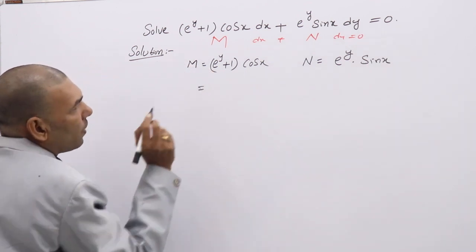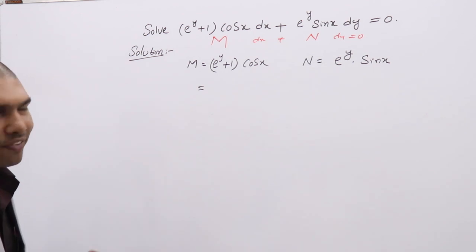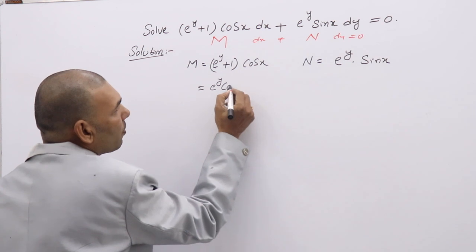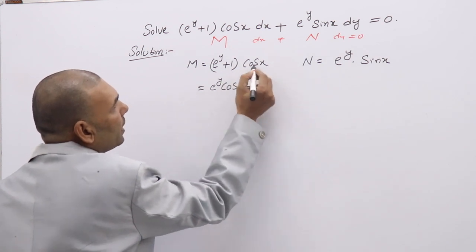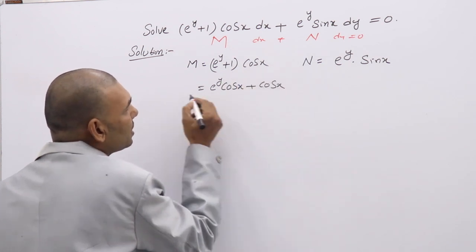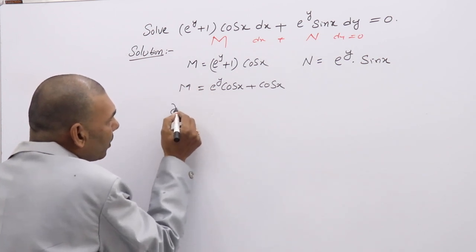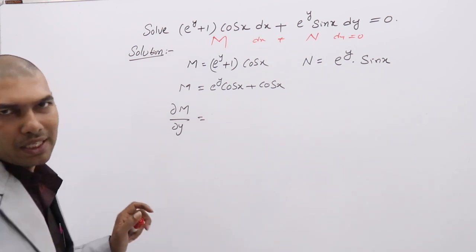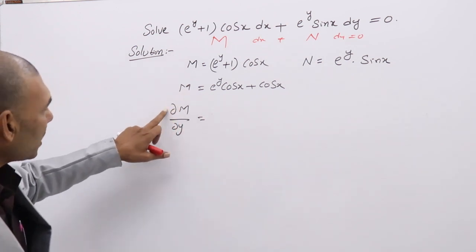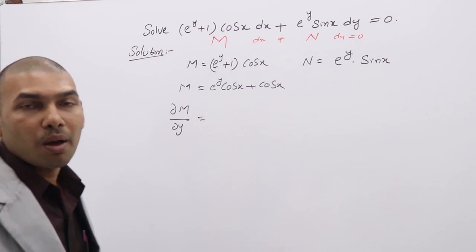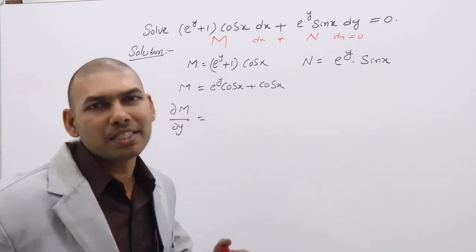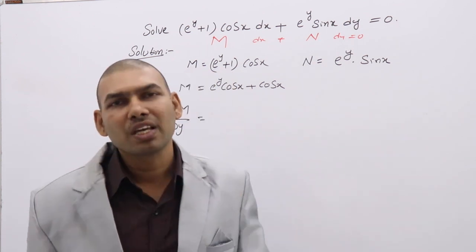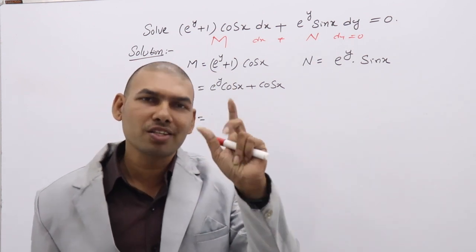Now multiply this out so that you can differentiate very easily. e^y into cos x, e^y cos x plus 1 into cos x, cos x. This is M exactly. So we need to find ∂M/∂y. ∂M/∂y means differentiate M partially with respect to y. Partially with respect to y means differentiate y terms only, don't differentiate x. Keep x as constant.